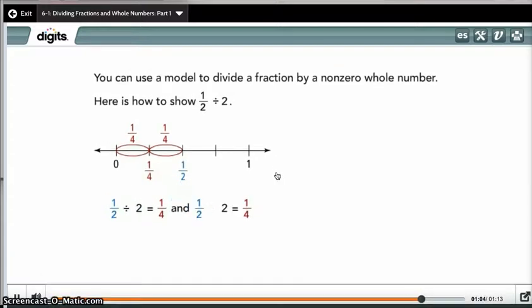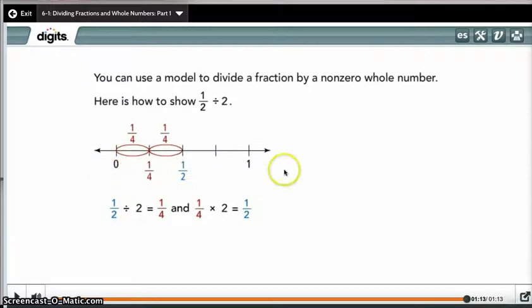Multiplication and division have an inverse relationship. The model also shows 1/4 times 2 equals 1/2. Okay, so let's think about this for a minute. If you had half of a candy bar and you needed to share it with maybe you and your brother, you would do 1/2 divided by 2, and you would each get half of a half. Well, half of a half is a fourth. So 1/2 divided by 2 is 1/4.